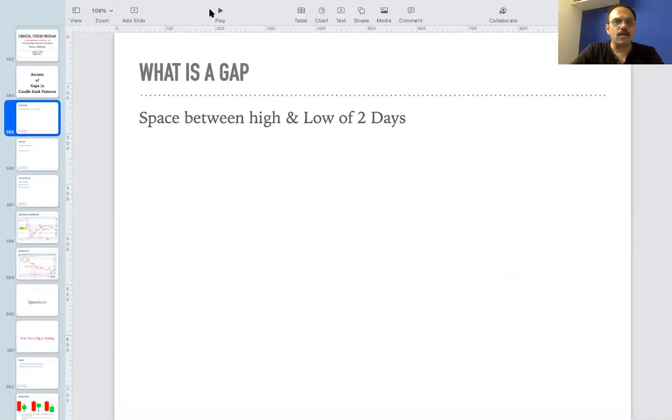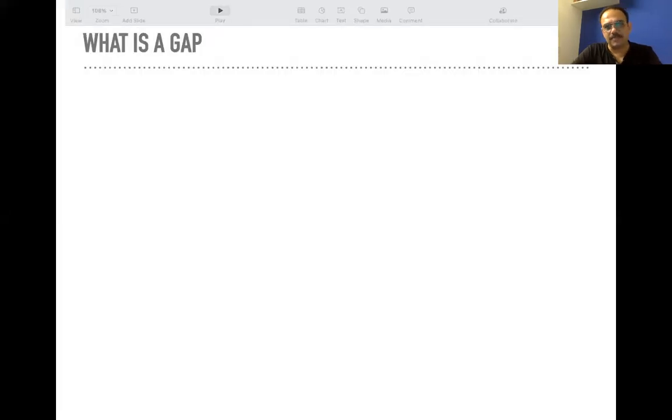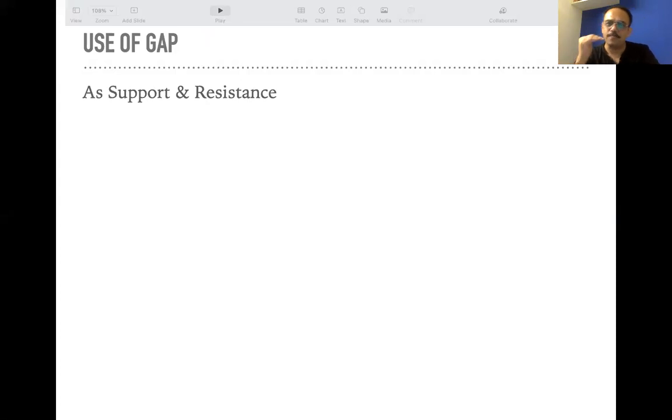Okay, now why these gaps, how are these gaps used? So gaps are used as support and resistance. Those who have been learning support resistance will understand. Those who have started new, those who are beginners right now, might not have got the grip of support resistance. Don't worry, just go with the flow. I'll be taking support resistance on coming Thursday.